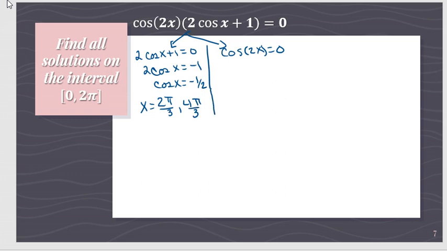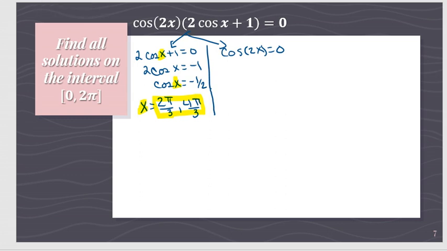Now the question comes up, do I need a general solution for this? No, because in this one, x was just an x, and I solved for cosine of x, and I'm done. So these are 2 of my answers. I'm not done. I've only done half the problem. I have to do the other half.